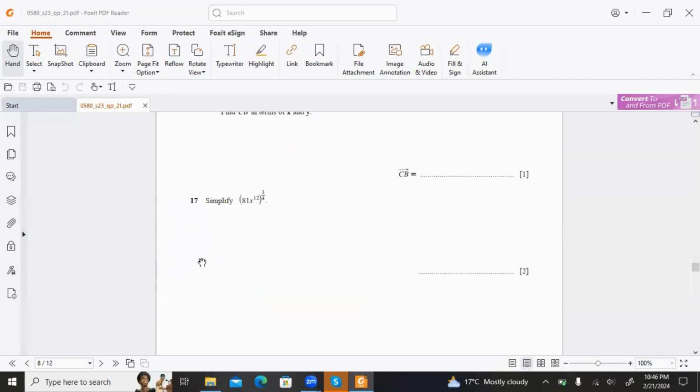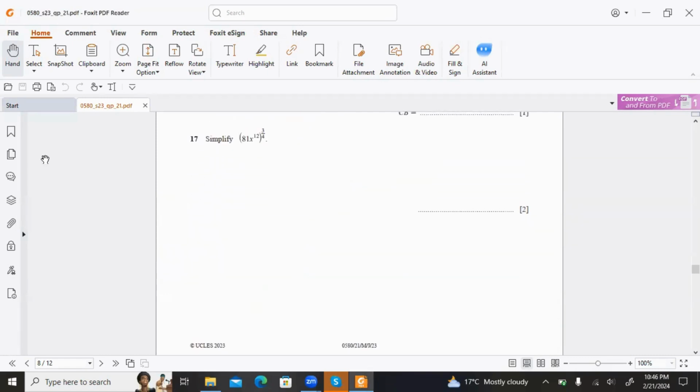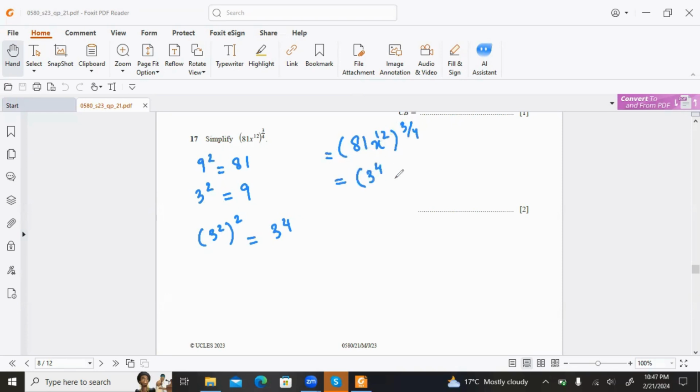Then question 17 is asking us to simplify this. So we know that 9 squared is 81 and 3 squared is 9. So if we replace 9 with 3 squared, whole squared, that's going to be 3 to the power of 4. So replace 81 in the brackets with 3 to the power of 4. So 3 to the power of 4 times x to the power of 12, all to the power of 3 over 4.